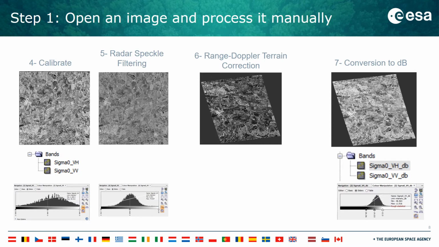The next step is the calibration. When we are doing the calibration, we are relating the pixel value to the radar backscatter at the level of the ground. So you see that here in the bands we do not have any more amplitude or intensity, which are basically the same. We now have sigma 0. This is again the backscatter at the level of the ground.